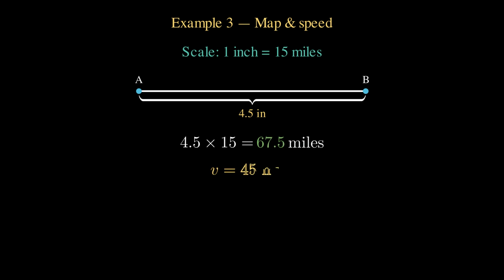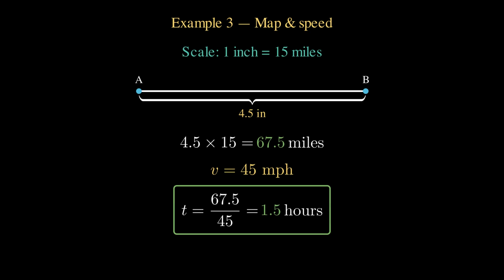The car drives at 45 miles per hour. Time equals distance divided by speed, 67.5 divided by 45. That is 1.5 hours. Also 90 minutes if you like to think in minutes.